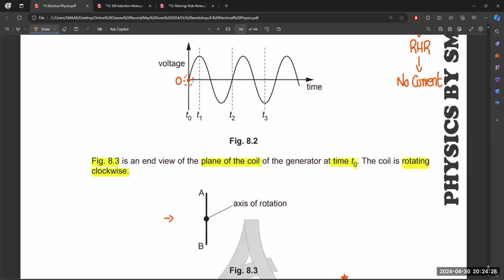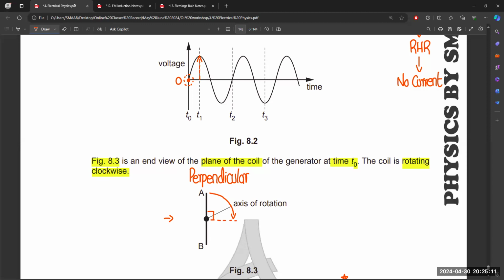Minimum voltage means perpendicular position, because we know in the perpendicular position we get the minimum value. And in the next quarter cycle, you will get maximum. The rotation is given as clockwise, so it will rotate clockwise 90 degrees. After that rotation, it becomes horizontal, and you will get maximum voltage. Maximum voltage means the position will be horizontal.